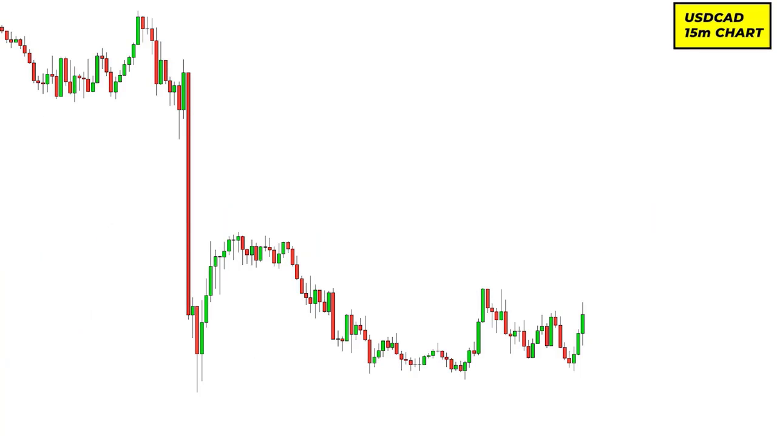So here we are on a 15-minute chart of the dollar Canadian. This market was moving sideways for a short while before we see a huge amount of momentum come into the market as price shoots down.